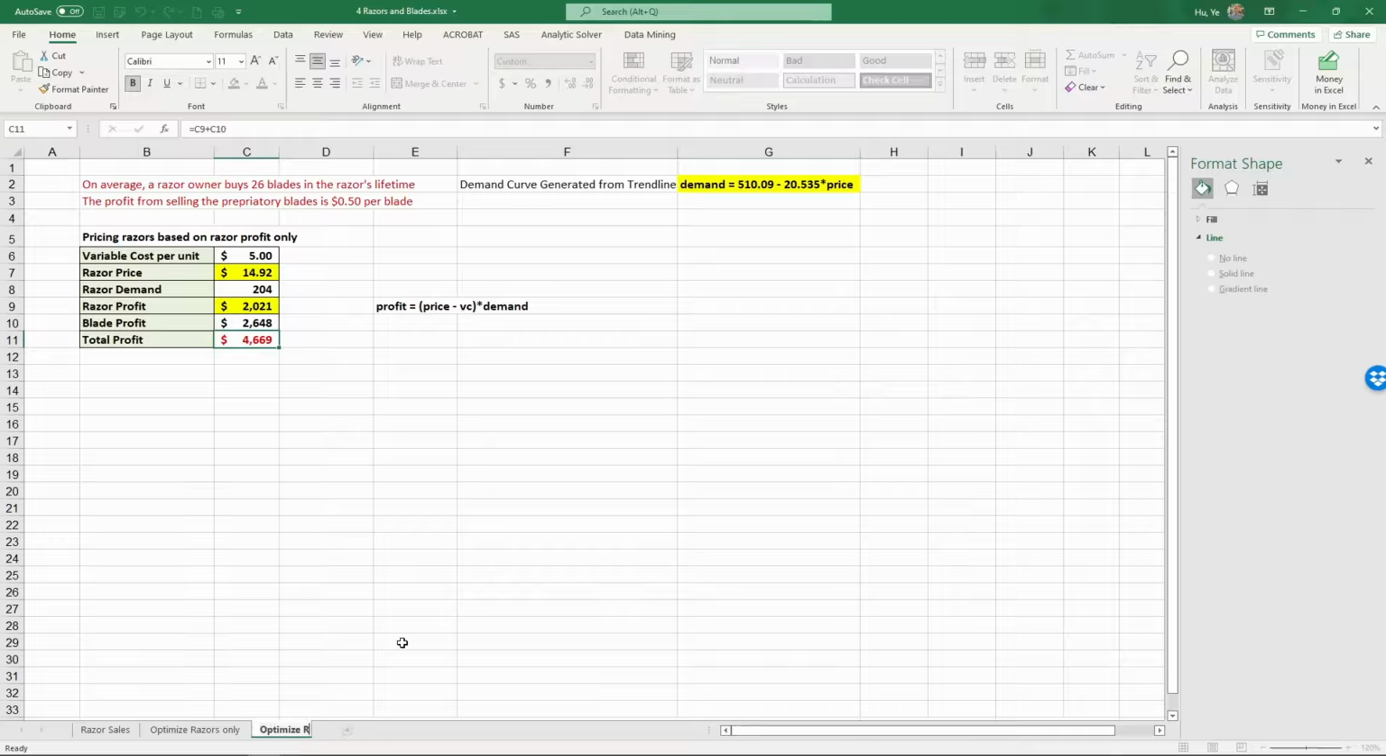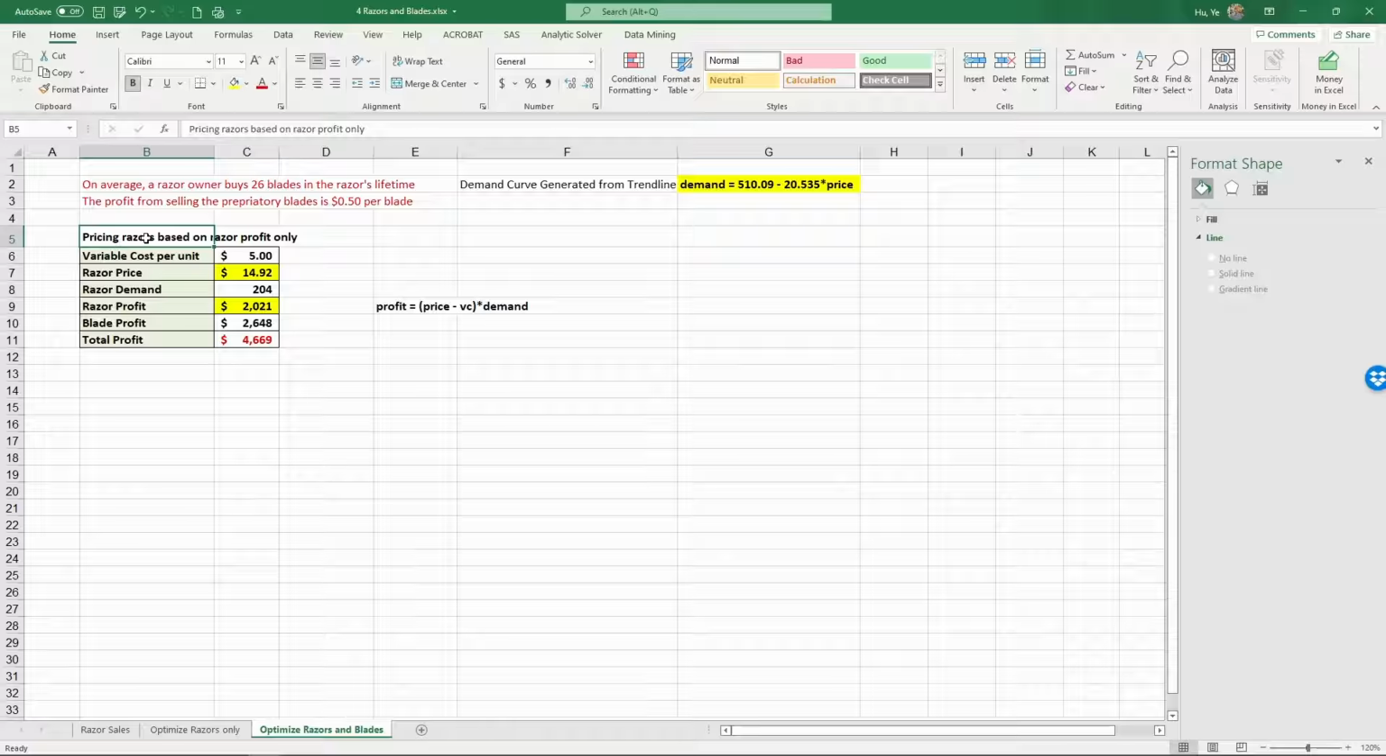and let me rename this Optimize Razors and Blades. And we're going to price razor based on the total profit from razors and blades.